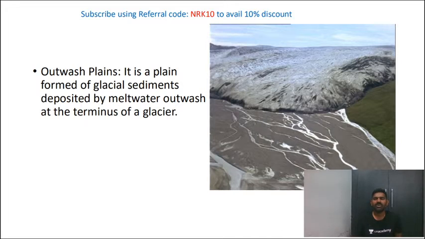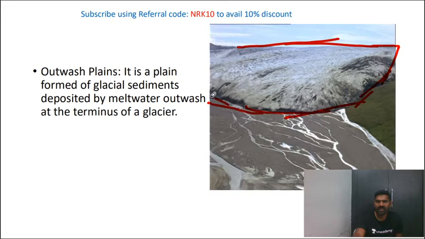Okay, so the next one is one more: outwash plains. This is a depositional landform. Now this is a big glacier. Now what happens is that underneath this glacier, the water keeps on melting out. Whatever water melts, they'll bring all the sand along with it and create a plain. These are called outwash plains.